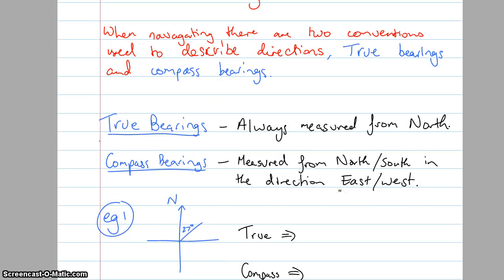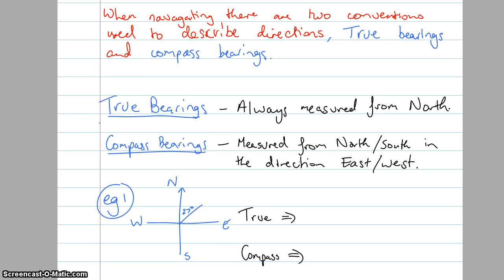Imagine I've got this situation here where I've got a compass where north is at the top. So north, south is down here, east is there, and west is there. And I've got this 27 degrees from north. I would describe this in two different ways, a true bearing and then a compass bearing. The true bearing is always measured from north, and I go all the way around until I reach the line, and whatever the angle is in between north and the line, that's the true bearing. So in this case it would be 27 degrees true.